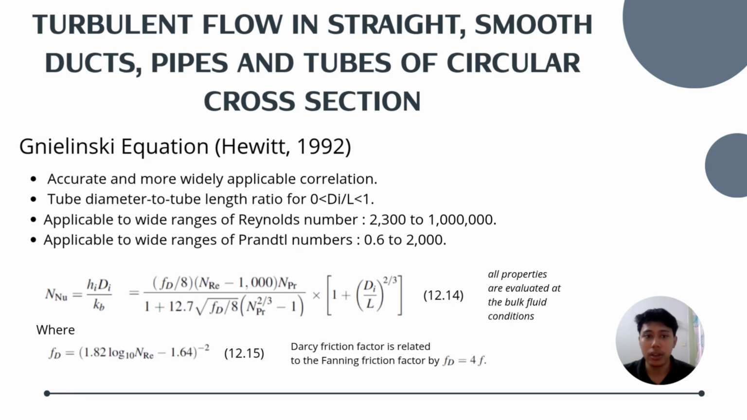A more advanced model is the Gnielinski equation, shown in equations 12.14 and 12.15. This correlation is more accurate and widely applicable compared to the previous one. It considers the tube diameter to length ratio, for d over L less than 1, and is valid over a wide range of conditions, such as Reynolds number from 2,300 to 1 million, Prandtl number from 0.6 to 2,000. Another key advantage is that all fluid properties are evaluated at bulk conditions, making it convenient for calculations. It also incorporates the Darcy friction factor, which is related to the Fanning friction factor by fD equals 4f.